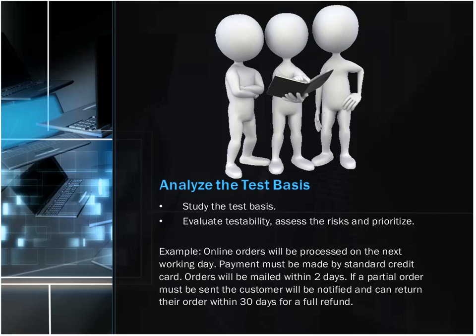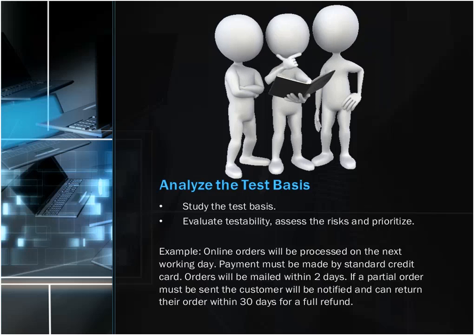And finally, "can return their order within 30 days for a full refund." Well, it's in the same sentence as partial order. So if I order 2 of an item and we have to ship out 1, does that mean that I can return 1 and get a full refund for both items? So as you can see, we do have some questions, but those questions have come up through analyzing that test basis.